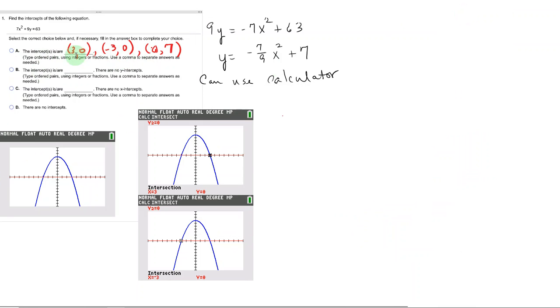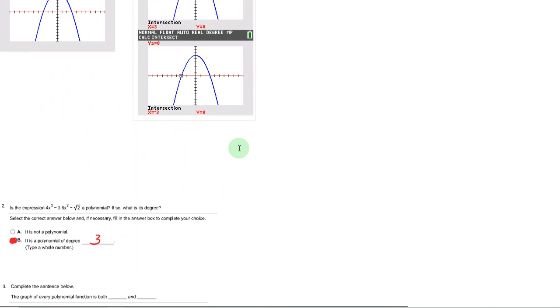It does want them in ordered pairs. Be sure in your homework that you read these directions. It will save you a lot, because if you do not put them in ordered pairs, they're going to count it wrong. So please read the directions.